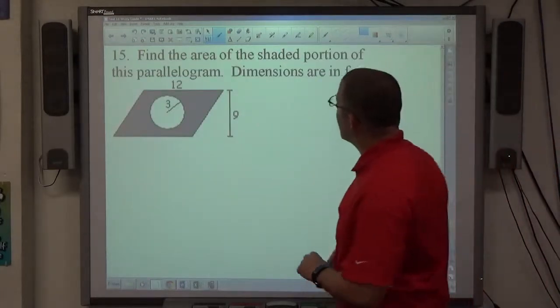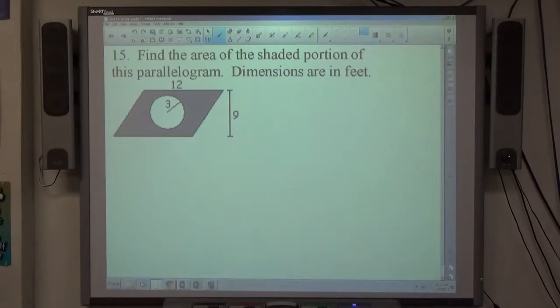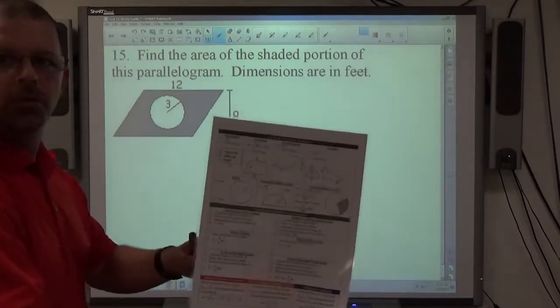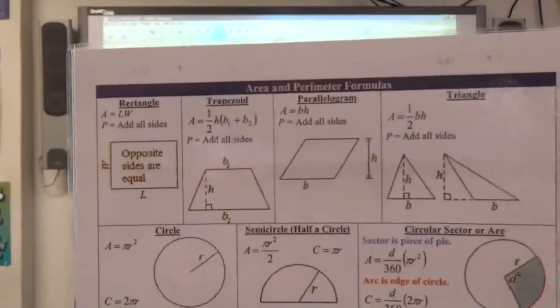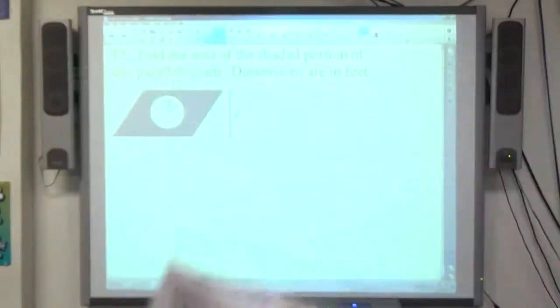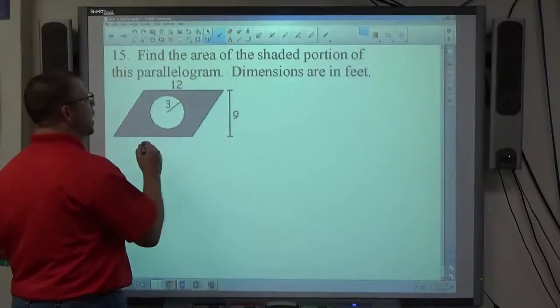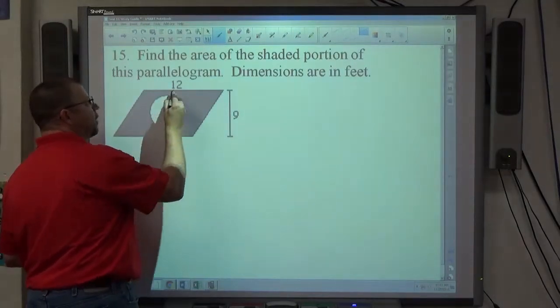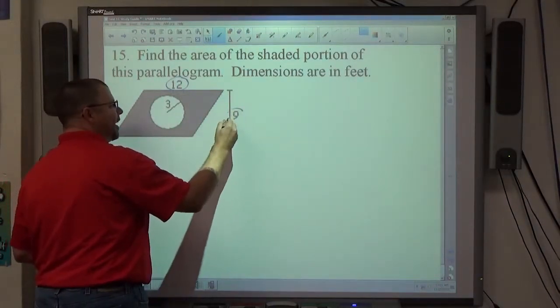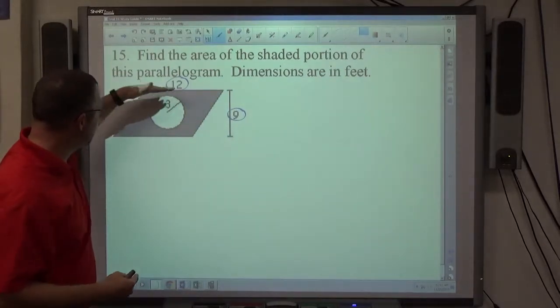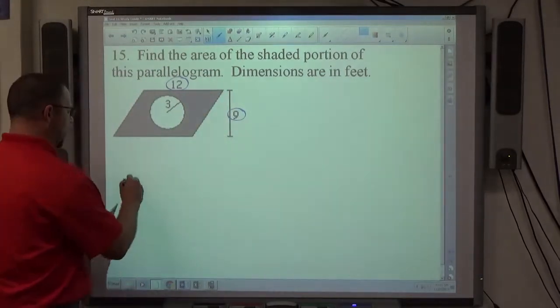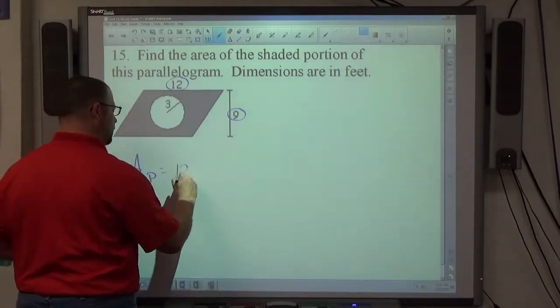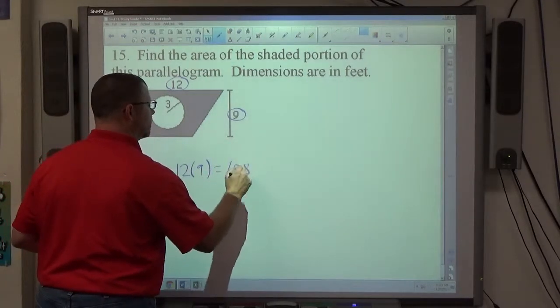Number 15, find the area of the shaded portion of the parallelogram. Dimensions are in feet. And the area formula for a parallelogram is the base times the height, which is on the formula sheet. I got a formula sheet here. I'll bring it close. It's right on the top line under the heading of parallelogram. All right. If you look at that sheet, rewind if you have to, the base is 12, the height is 9. Okay, when it says base and height, it's looking for a base and a perpendicular height. So the area of the parallelogram here is simply going to be 12 times 9, which equals 108 feet squared.